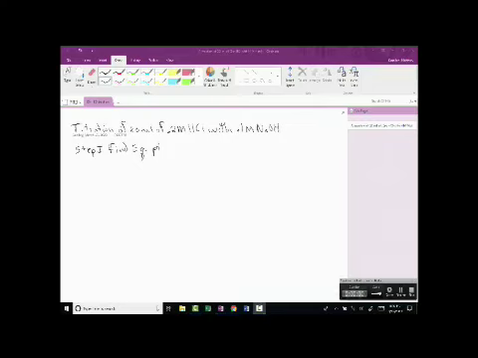This video is the titration of a strong acid with a strong base. I'm going to do the titration of 20 milliliters of 0.2 molar HCl with 0.1 molar NaOH. And the first step in any titration is to find the equivalence point.